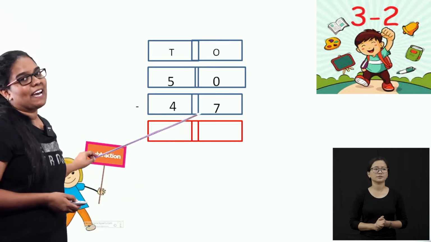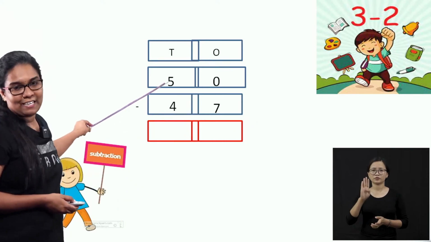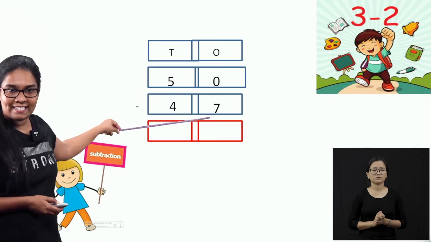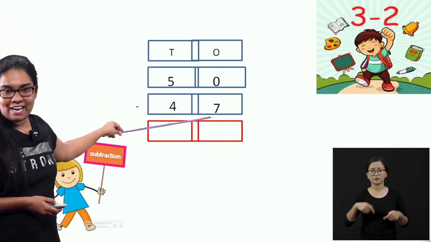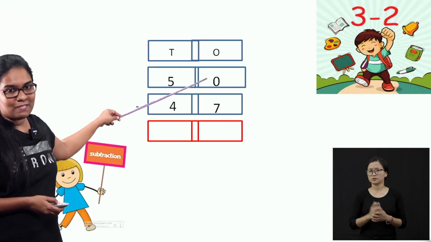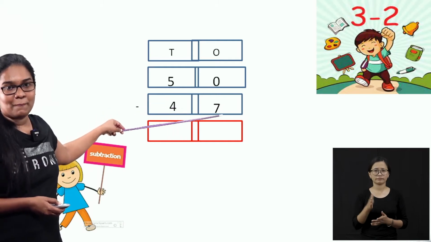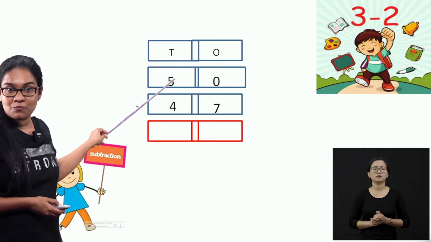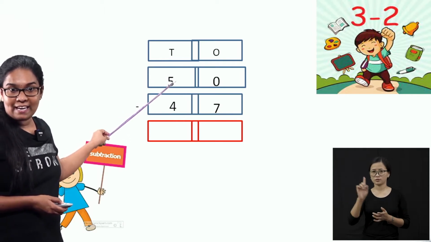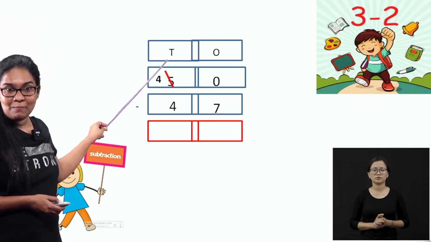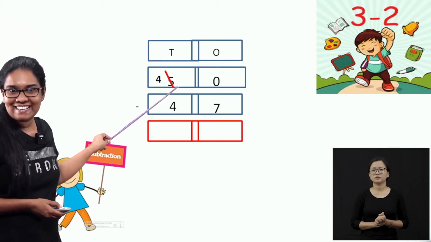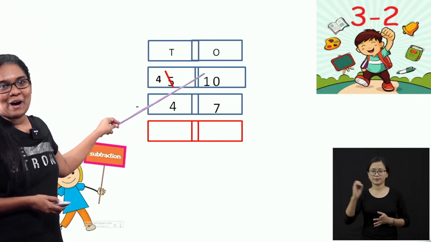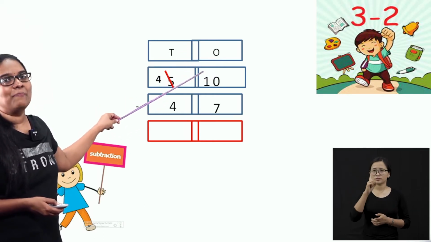Then one more example. We are going to subtract 47 from 50. The numbers in the ones place are 0 and 7. We can't subtract 7 from 0 because 7 is the bigger number. So we are going to borrow a 1 from this 5. Then this 5 became 4. Correct. Then this 0 became 10. Now we are going to subtract 7 from 10.